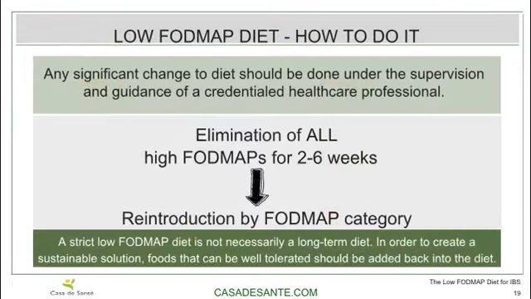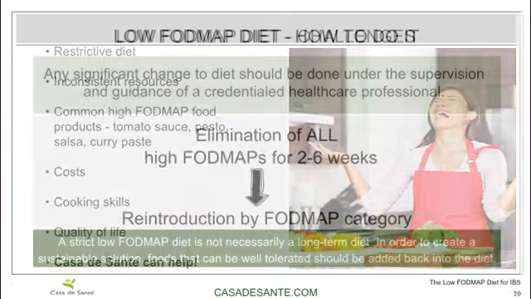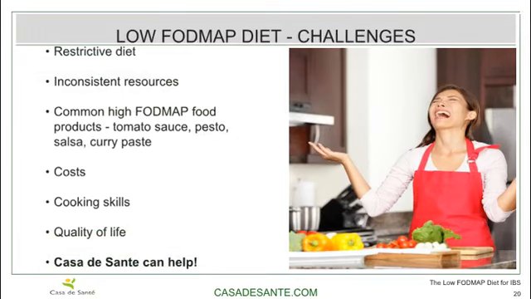Any significant change to diet should be done under the supervision and guidance of a credentialed healthcare professional. Elimination of all high FODMAP foods for 2 to 6 weeks, followed by reintroduction by FODMAP category. A strict low FODMAP diet is not necessarily a long-term diet. In order to create a sustainable solution, foods that can be well tolerated should be added back into the diet. Challenges with a low FODMAP diet: restrictive diet, inconsistent resources, common high FODMAP food products, costs, cooking skills, quality of life. We have free resources to guide you on the low FODMAP diet and IBS.